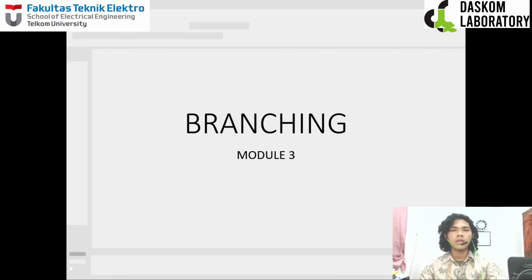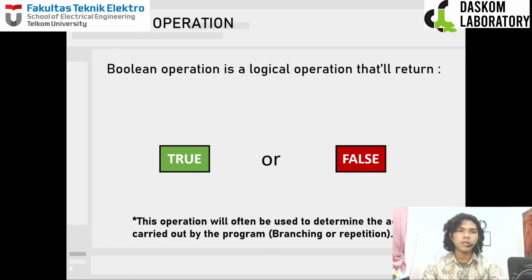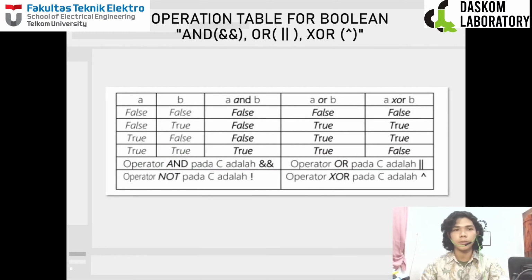In this video, we are gonna tell you about branching. The first one is the Boolean operation. Boolean operation is a logical operation that will return a true or false value. This operation will often be used to determine the action to be carried out by the program, branching or repetition.